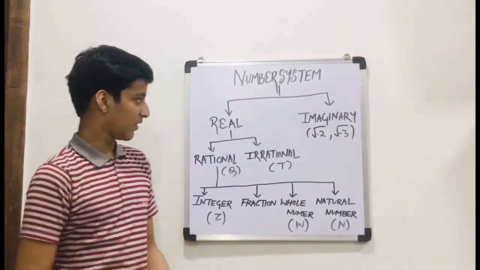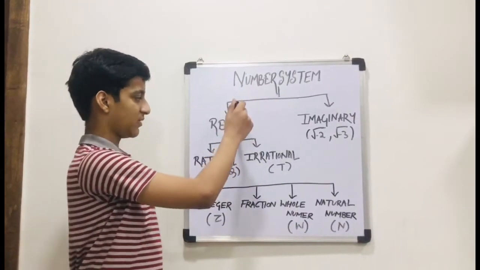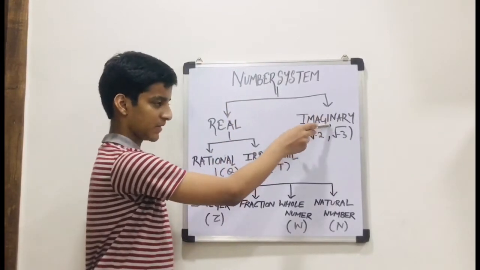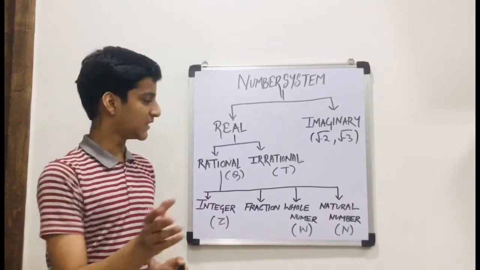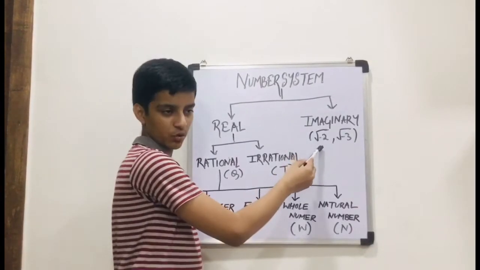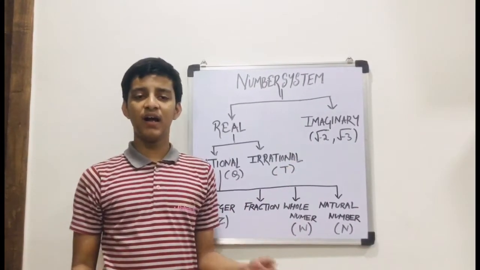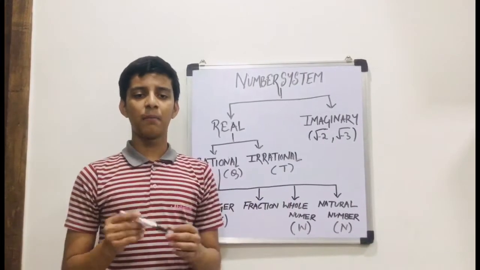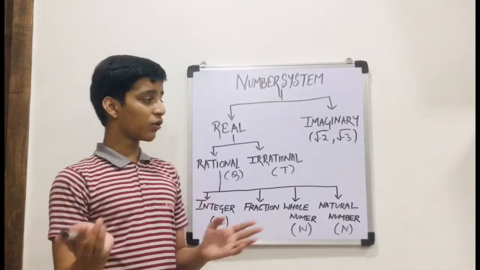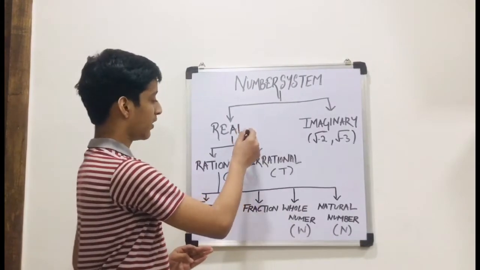So let's get started. Number system is of two types, real numbers and imaginary numbers. Imaginary numbers are those numbers which cannot be defined, such as root of -2. It can be simplified at a basic level, but in advanced level we can simplify it by iota. Not going into deeper, let's move to real numbers.